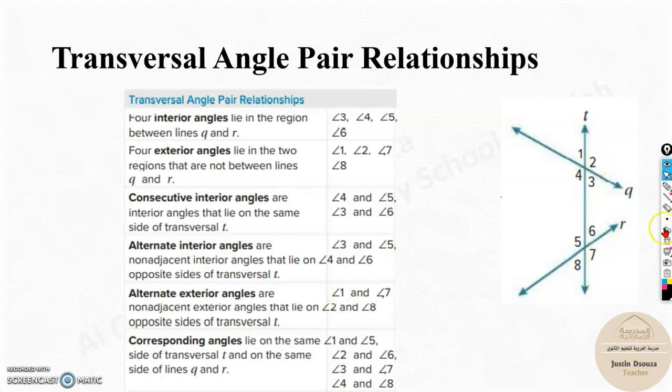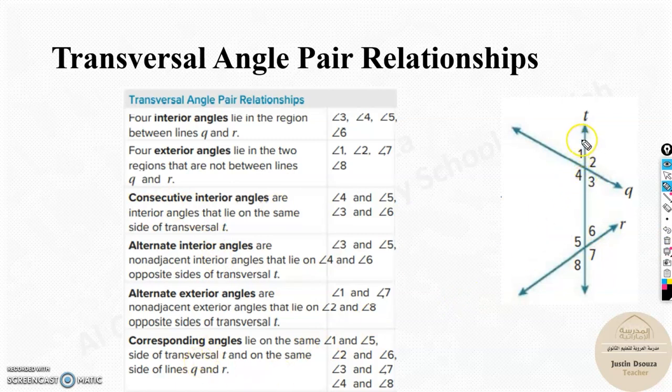And lastly, we have corresponding angles. Now, interior exterior is very simple and easy. Over here also alternate interior exterior is very easy. Consecutive is also simple, continuous. The corresponding angles is very crucial.